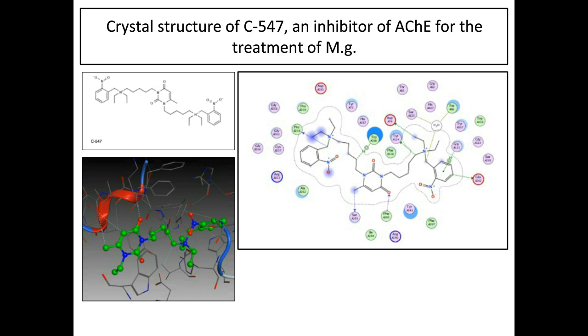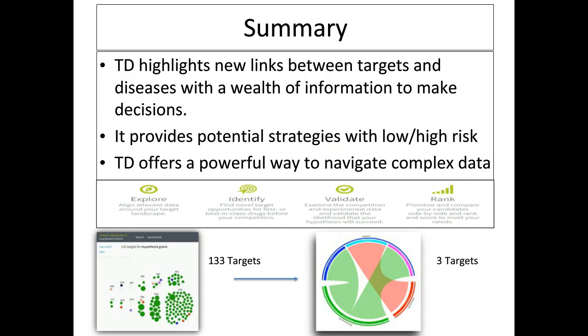Let me summarize. Target druggability provides users with new links between targets and diseases, multiple strategies with low or high risk, and it also enables users to navigate easily through complex data to improve the decision-making process, and equally importantly, to save an enormous amount of time.